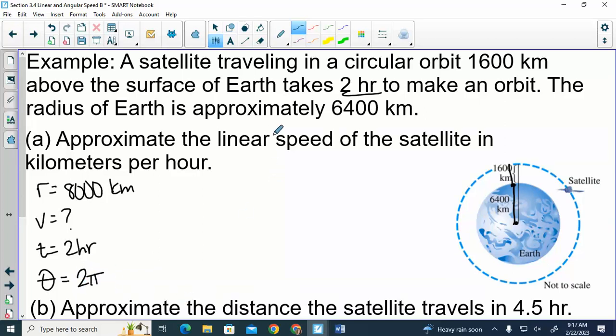So we need V. The options for V are V equals S over T, but I don't have S. Or V equals R omega, and I don't have omega. So either way, I'm going to have to find S or omega to begin with. Let's say I wanted to find S. How do we find S? Check 8,000 times 2 pi. S equals R theta. So that would be 8,000 times 2 pi. So S is 16,000 pi kilometers.